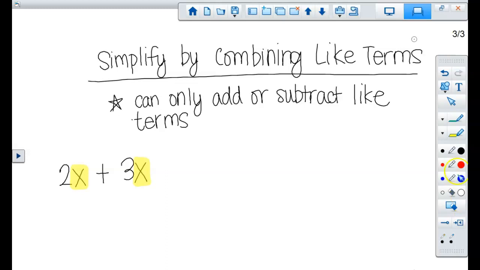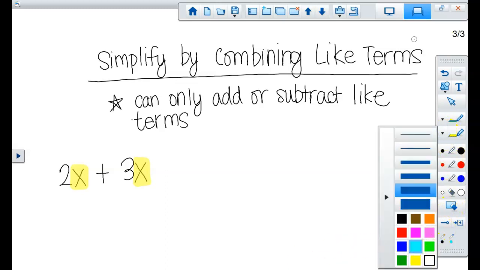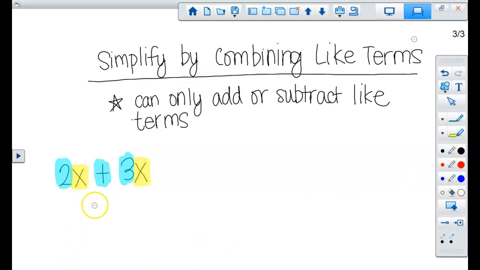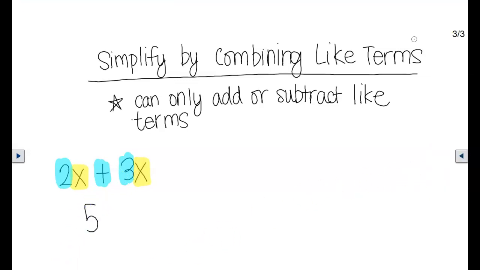So to add these together, what we will do is we'll do exactly what this problem says. We'll do 2 plus 3. So we'll add these number parts together. We'll do 2 plus 3, which is 5, and then we will keep the same last name. So 2x's plus 3x's gives me 5x's. So notice what I did there. When the last names were the same, I added those number parts together. 2 plus 3 is 5, and then I kept that same last name.